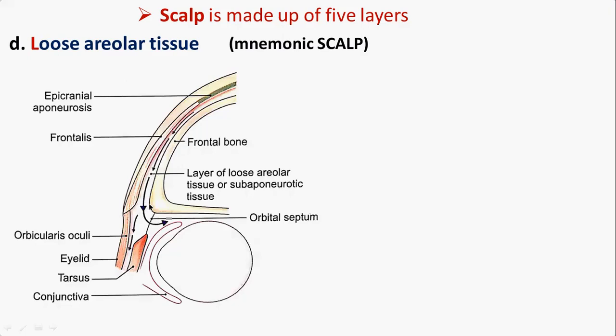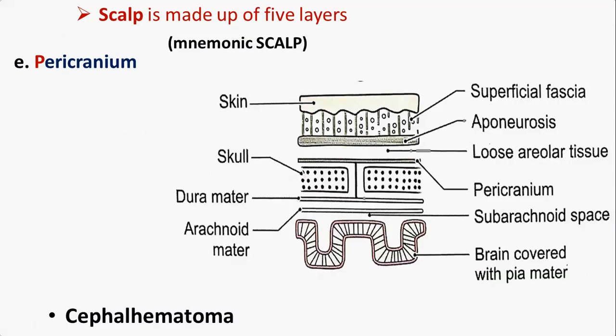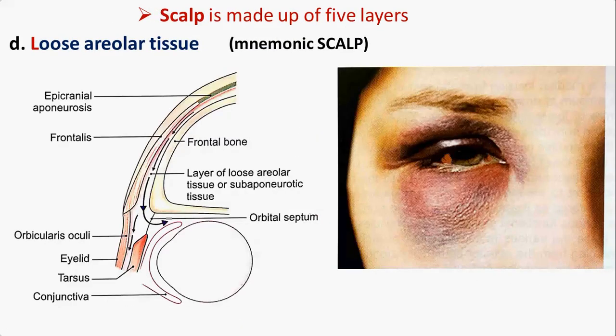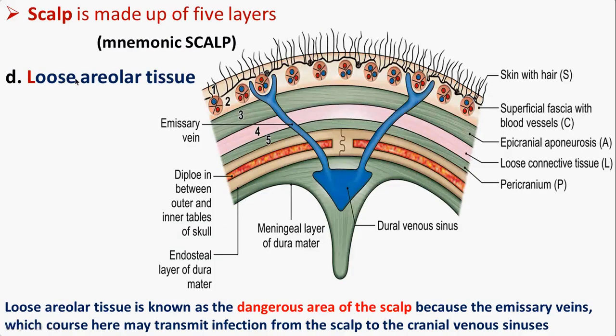Same, we have discussed the black eye. Loose areolar tissue is responsible for any fluid accumulation around the eyes, and that will produce the black eye. It is also called the septal layer.